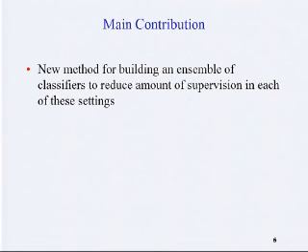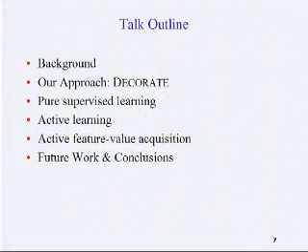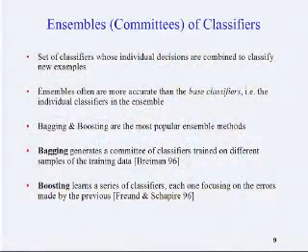So the main contribution of the work, and what I'm going to talk about, is a new method for building an ensemble of classifiers, which helps reduce the amount of supervision required in each of these three settings. And the bottom line is basically we introduce more accurate models than existing methods at lower costs of acquiring data. So here's an outline of this talk. I'll first go over some background on ensemble methods and ensemble diversity, and I'll introduce our specific method for constructing ensembles called Decorate. And then I'll talk about experiments in each of these three settings that I just mentioned, and end with some future work and conclusions.